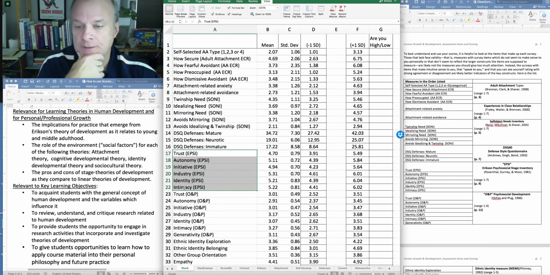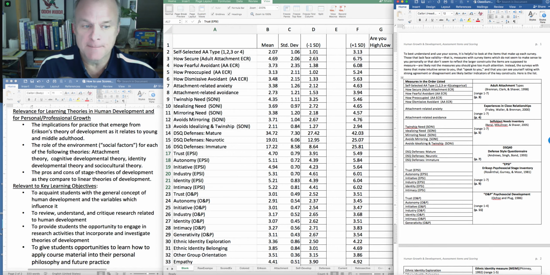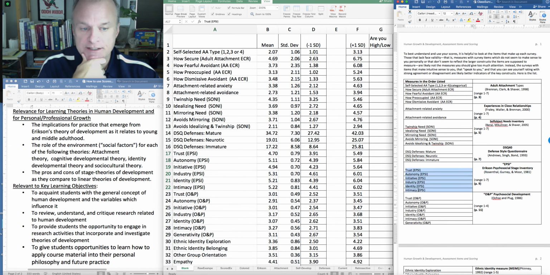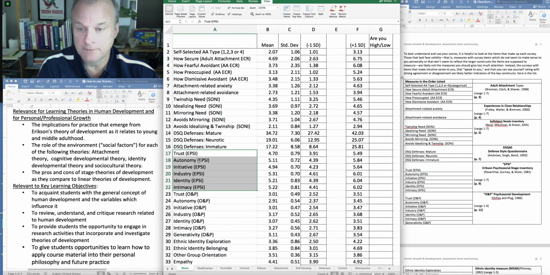But as we look at the Erikson scales, we have two sets of those. One's called the EPSI, right? And you look over here, that's the scale by Rosenthal et al., called the Erikson Psychosocial Stage Inventory. So these are the measures of Erikson's stages that you see measured by that scale.